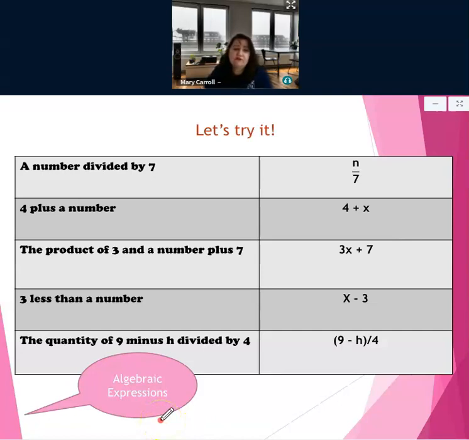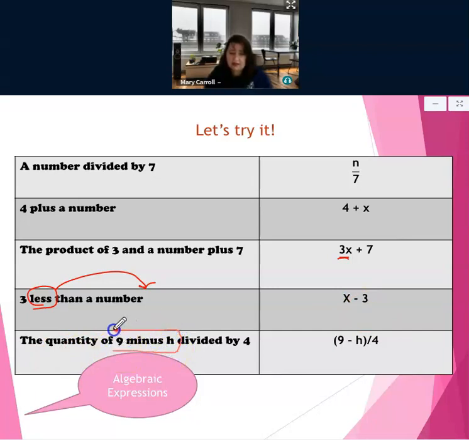Okay, so I have 4 plus a number, which is just 4 plus an x, whichever variable you could use, c, I don't care. The product of 3 and a number, plus 7: the product means times, so 3 times x, plus 7. 3 less than, remember this is a turnaround word, so it's going to put it at the end, so it's x minus 3, and the quantity of 9 minus h.